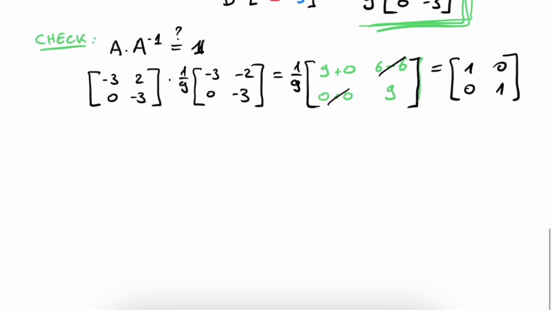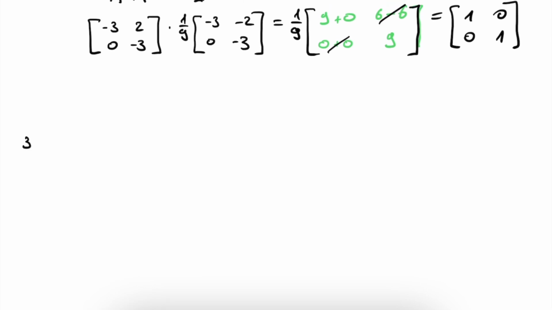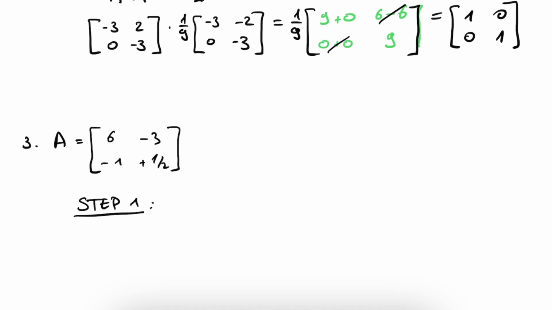The next exercise has a surprise for us. So let's see what it is. We need to calculate the inverse of the following 2x2 matrix: 6, minus 3, minus 3, plus 1/2. Step 1 is to calculate the determinant. And in this case, it becomes the determinant of 6, minus 3, minus 3, 1/2, which is equal to, again, the product of these two numbers minus the product of these two numbers.